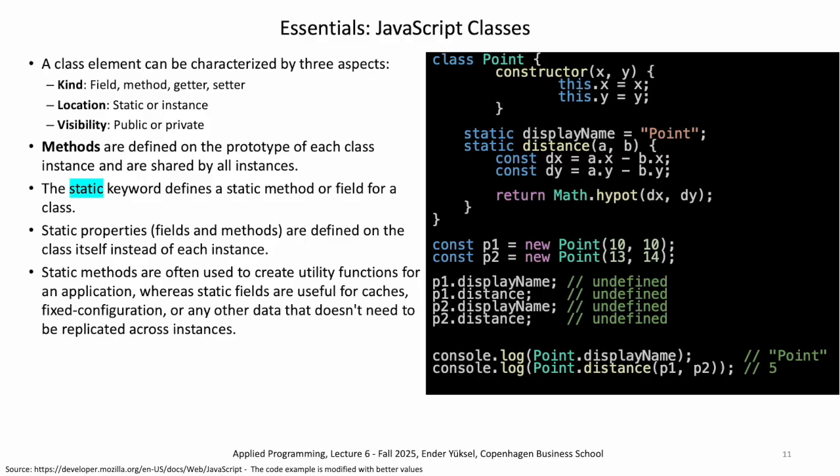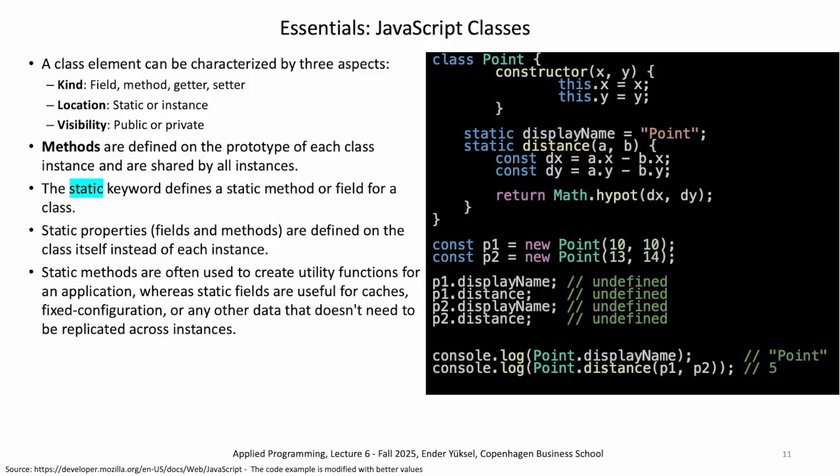Display name is a static field or static property. It belongs to the class itself, not to any individual Point object or instance. Distance is a static method. It belongs to the class itself. It takes two Point objects, A and B, and calculates the Euclidean distance between them using the Pythagorean theorem, implemented via the built-in Math.hypot function, which calculates the hypotenuse of a right triangle.